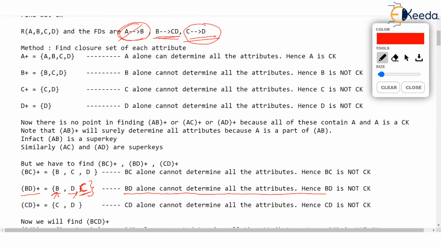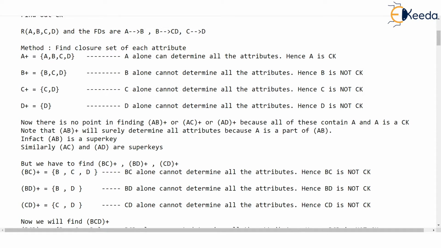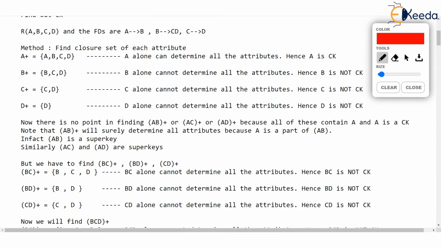Definitely CD plus will contain CD. And if C is present in the attribute set, then C determines D will bring in D, but D is already there. Correct? D is already there. And now we cannot use this dependency because B is still not there in the attribute set closure. And A determines B cannot be used because A is also not there in the closure. So CD alone cannot determine all the attributes. So CD is not a candidate key.